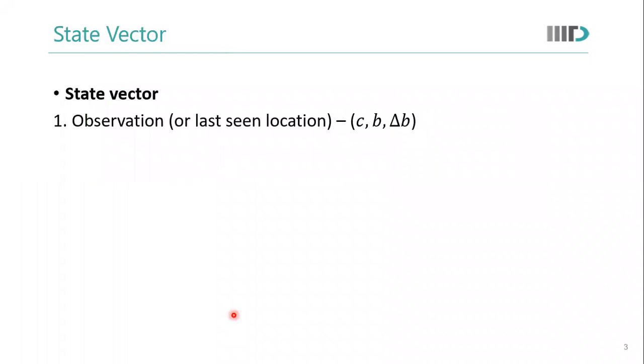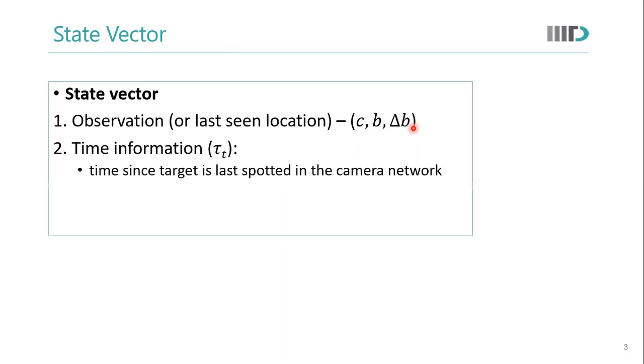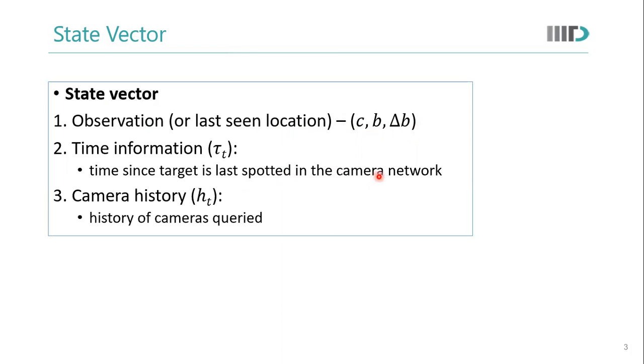So these methods maintain a state vector, which contains the observation or last seen location of the target in terms of C camera, B bounding box, del B, the difference between two bounding box locations, and the time information, time since the target was last spotted in the camera network. And the camera history, the history of cameras queried. So at time t, the state vector maintained by these methods is this.